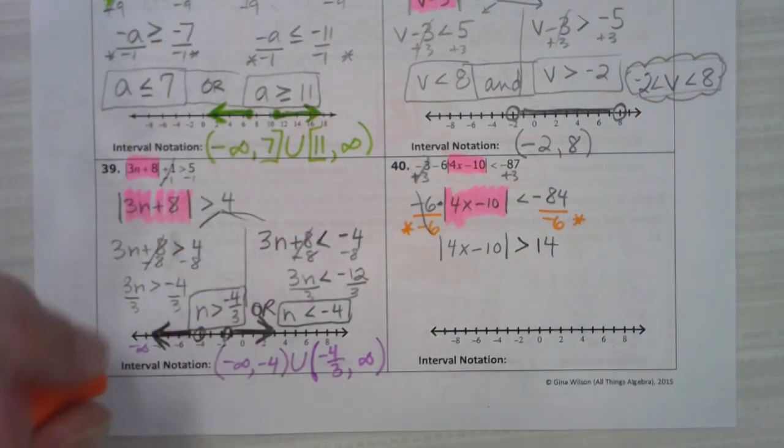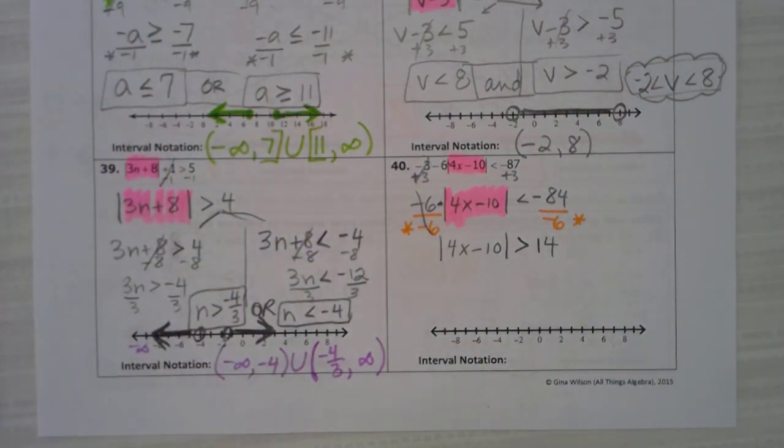14. I don't have a calculator. Tell me that's right, y'all. 84 divided by 6, yeah, 14.